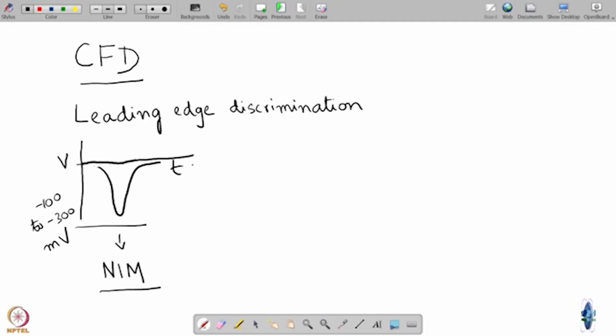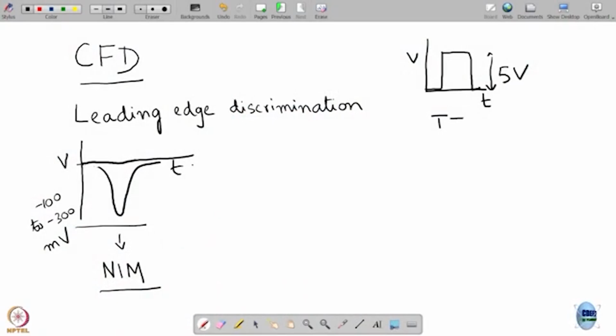Another pulse that is very frequently used looks like this. And this height is typically 5 volt. Can anybody tell me what this pulse is called? It is a square pulse, but it has a name. It is used whenever you use any kind of binary logic, any kind of computer. It is called a TTL pulse. TTL is transistor-transistor logic.